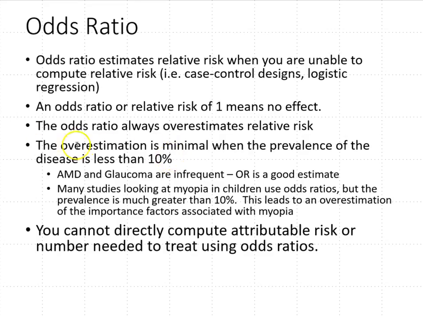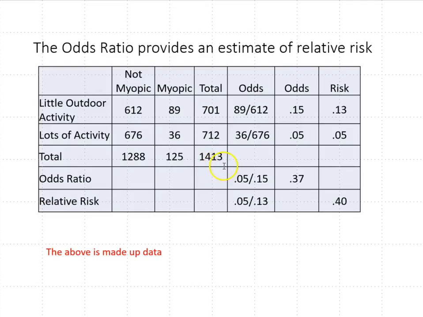The other thing is that overestimation is minimal when the prevalence of the disease is less than 10%. Again, in this case, you can see how these numbers are kind of smallish, and we're using this as the denominator instead of the total. So when you add these smallish numbers to these other numbers, you're getting a number that's in the neighborhood of 7. So the closer this is to this, the more accurate your odds ratio will be in terms of estimating relative risk.